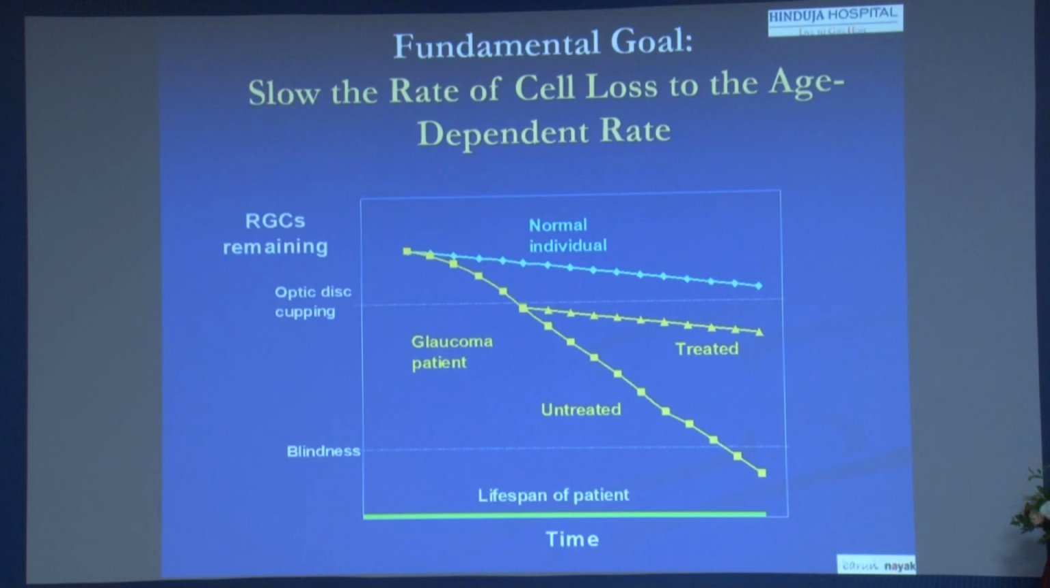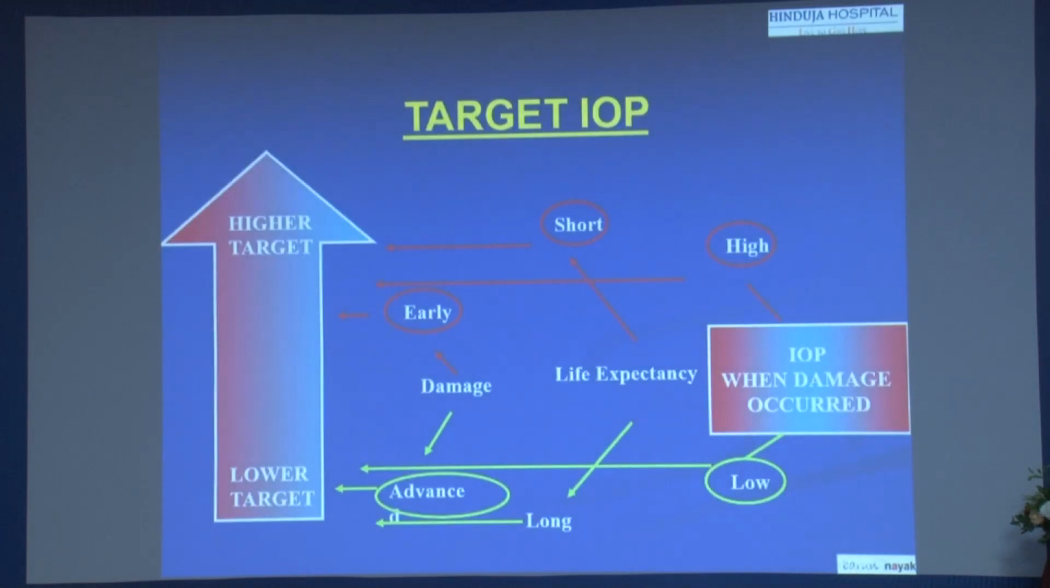If you see the curve which is going down, the yellow one, wherever you initiate your treatment, your aim will be just to make it at least parallel to the normal aging process, if you can attain that. Not easy to attain that, so that you can maintain the useful vision for some long time. And these things are basic principles of target IOP.